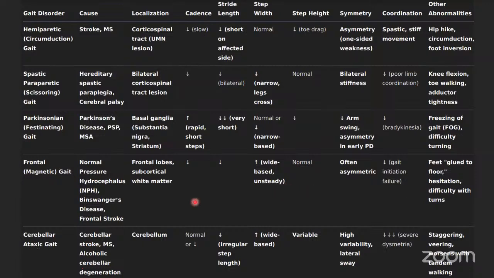In cerebellar ataxic gait, found in cerebellar stroke, MS, alcoholic cerebellar degeneration, the gait is wide-based with irregular stride length. The cadence may be normal or decreased. The step height is variable, and thus there is a high variability in symmetry and lateral sway. The coordination is severely impaired, and there is staggering, veering, and it worsens with tandem walking.